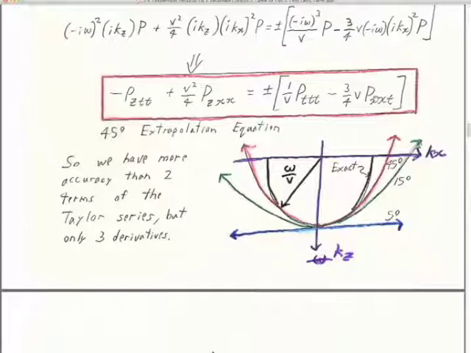So here's a four-term equation where we've taken it to the next level, and we could call it a 45-degree equation. What you'll find is that the exact equation using the real square root, in black here, is a semicircle with radius omega over v, and the 5-degree is a flat line at kz equal to minus omega over v. The 15-degree is this curve, which matches up to 15 degrees pretty well. The 45-degree is this red curve, which matches up to 45 degrees pretty well. So we've got more accuracy than two terms of the Taylor series, but only three derivatives, and a good way to start.